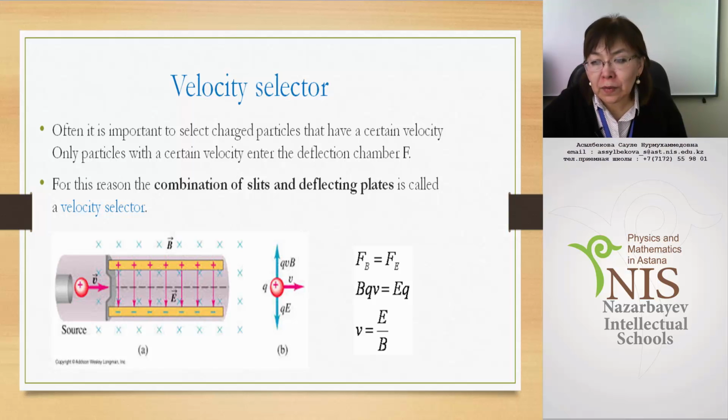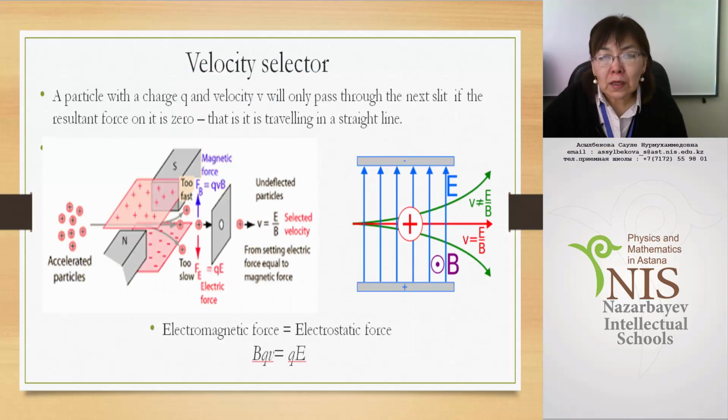Look here at the condition mathematically: we can see the velocity is defined by the ratio of the intensity of the electric and magnetic fields. So only charged particles whose velocity corresponds to this value, for a definite magnitude of electric field and a definite magnitude of magnetic field, can enter this chamber. You see the condition: electrostatic force equals magnetic force. It is the basis of the work of any velocity selector.